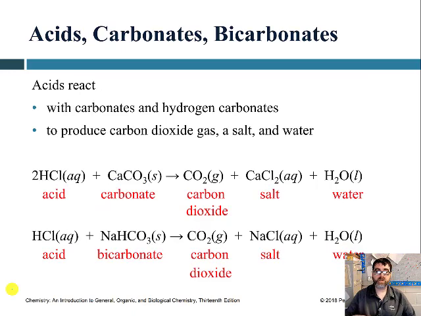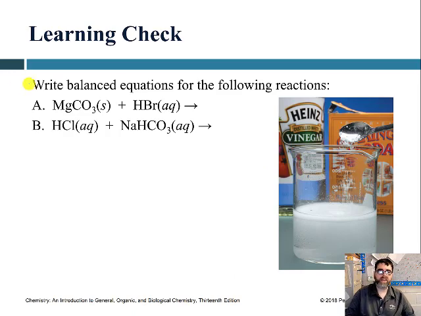Anyway, as we mentioned already, acids also react with carbonates and bicarbonates, or hydrogen carbonates is the other way that they're known. And when they do that, they produce carbon dioxide gas, a salt, and water. And so coming up with the products of these, you know it always produces a salt and water, so the water is always there. The carbon dioxide is always there, and then the slightly tricky part is figuring out the formula of the salt itself, and we'll get some practice on that here.